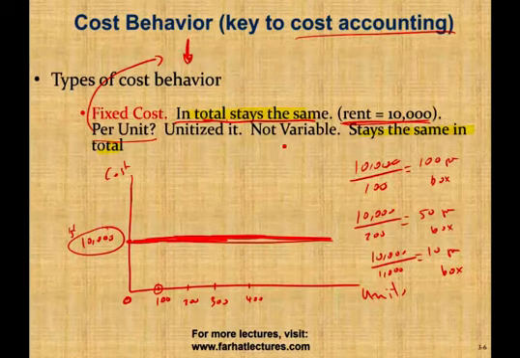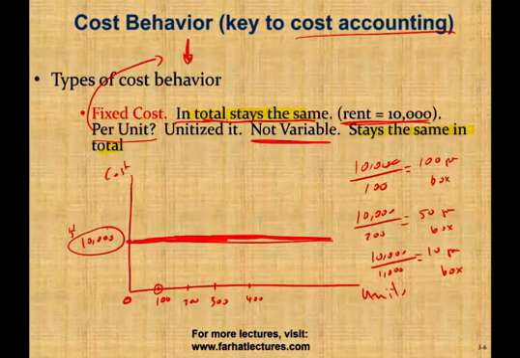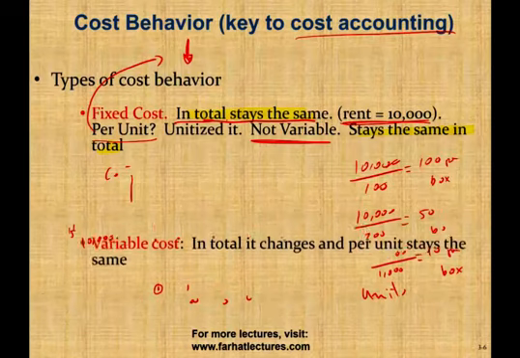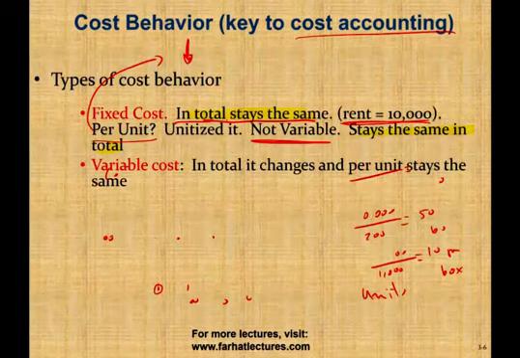But this is not a variable cost. You're thinking it is because it's changing. It's not really changing. We still have to incur $10,000, but because we are producing more, our cost per unit goes down, but total cost stays the same. Okay, hopefully you see this picture. So this is the fixed cost. Variable cost, in total it changes and per unit stays the same.